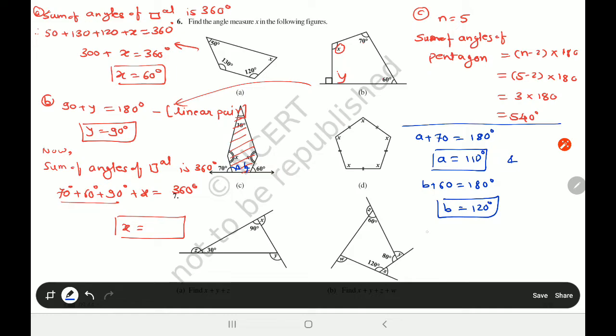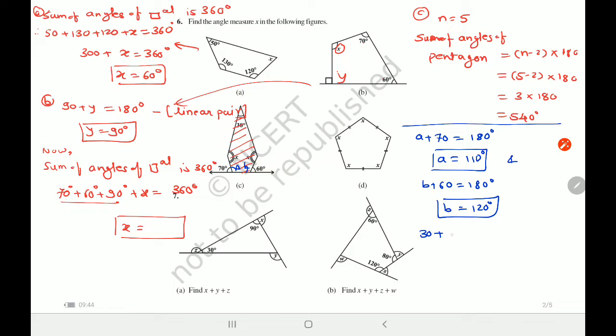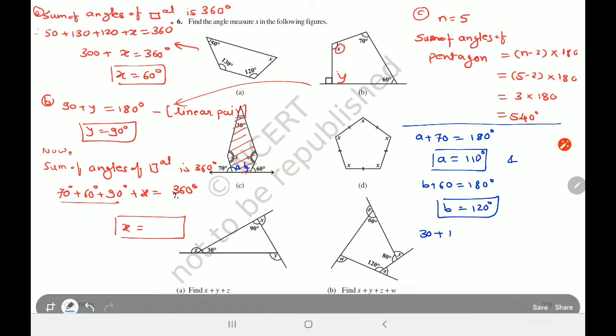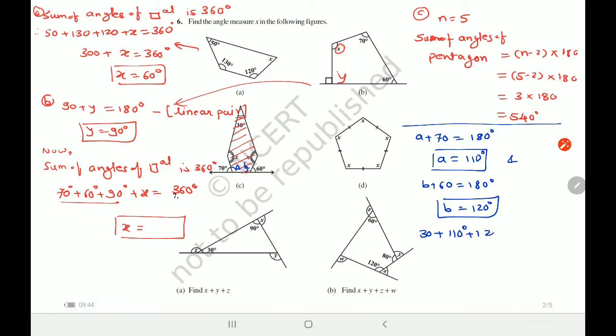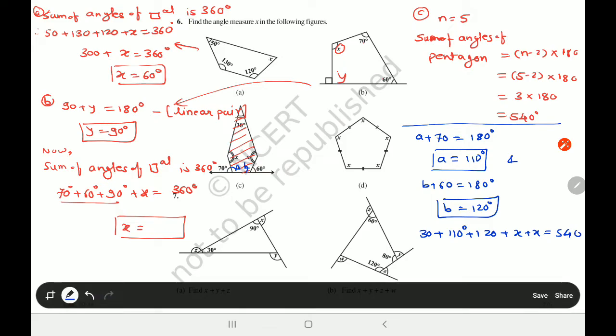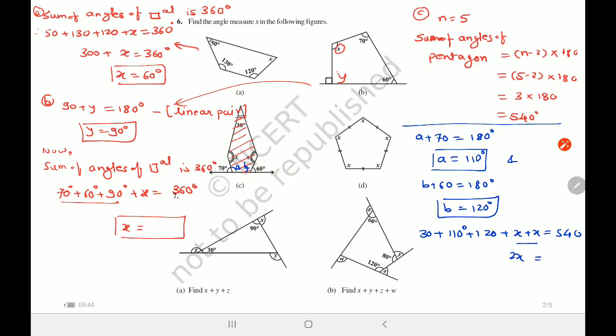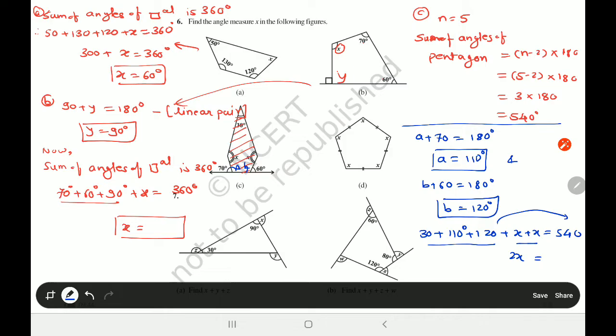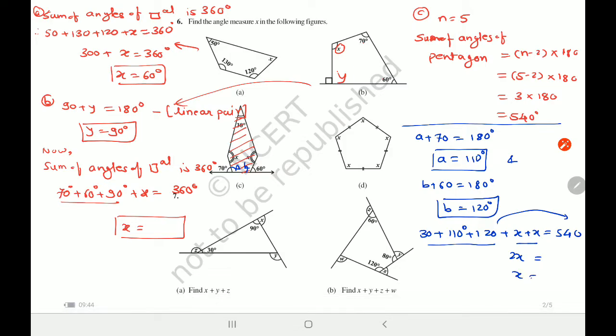Using the pentagon property, I can say 30 plus 110 plus 120 plus x is equal to 540. Same way like quadrilateral, here I am working for pentagon. That's it. ठीक है? तो x plus x कितना आ जाएगा? 2x आ जाएगा. इसका एडिशन करके you can shift the other side. इक्वेशन तो आपको सॉल्व करना आता ही है. I am not going to teach you how to solve equations now, right? You can get the answer for x after shifting to the other side.